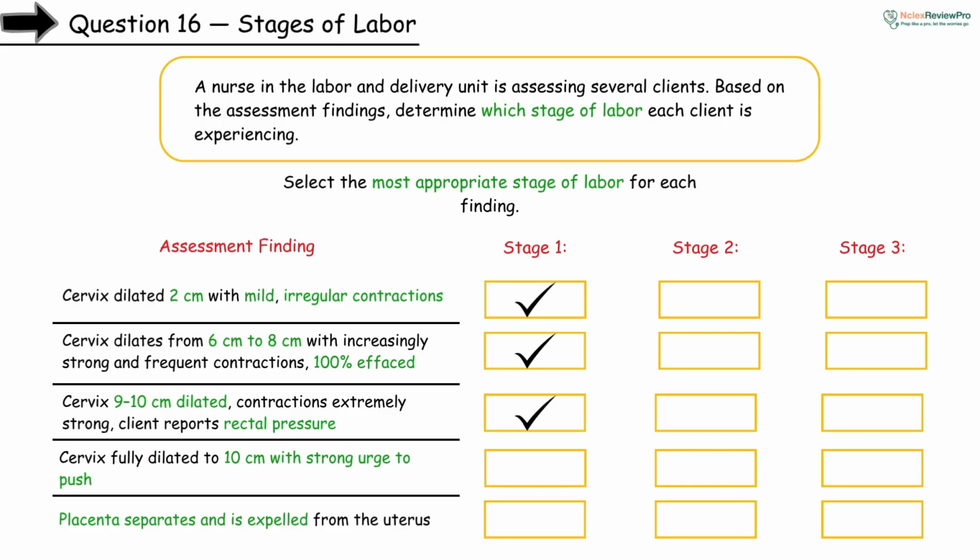Cervix fully dilated to 10 centimeters with a strong urge to push. This is stage 2. Stage 2 begins once the cervix is fully dilated and ends with the delivery of the baby. The urge to push is your biggest clue here. Placenta separates and is expelled from the uterus. This is stage 3. This stage begins after the baby is delivered and ends with the delivery of the placenta.